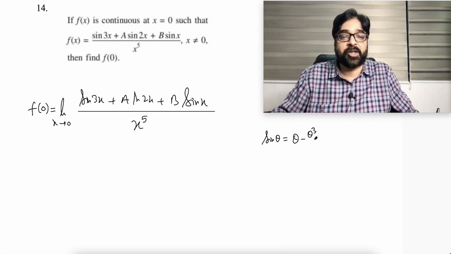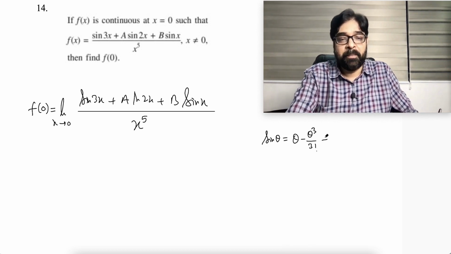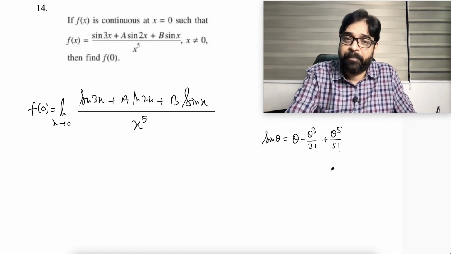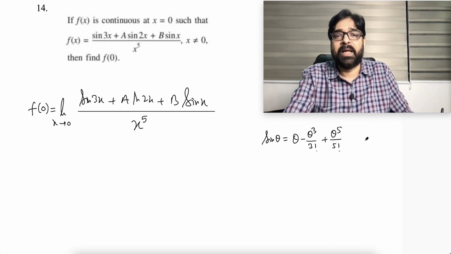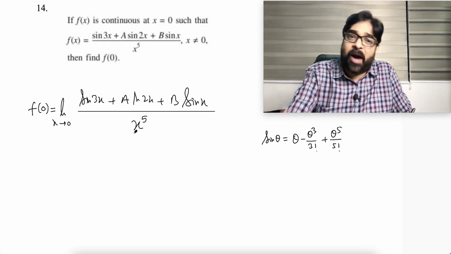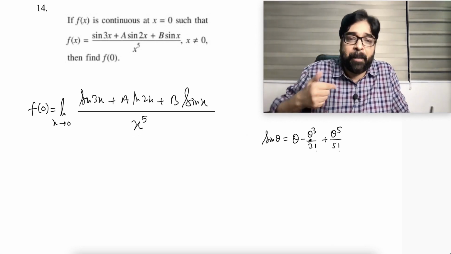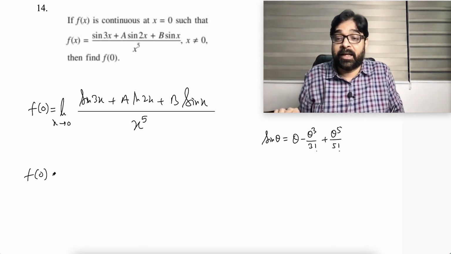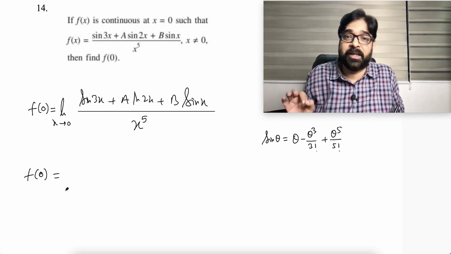Theta minus theta cube by 3 factorial, 3 factorial means 6, plus theta power 5 by 5 factorial, 5 factorial means 120. The rest I am not writing because the denominator has x power 5, so up to x power 5 I will do in the numerator. All these things I already taught you in the limit. Make sure you revise limit.